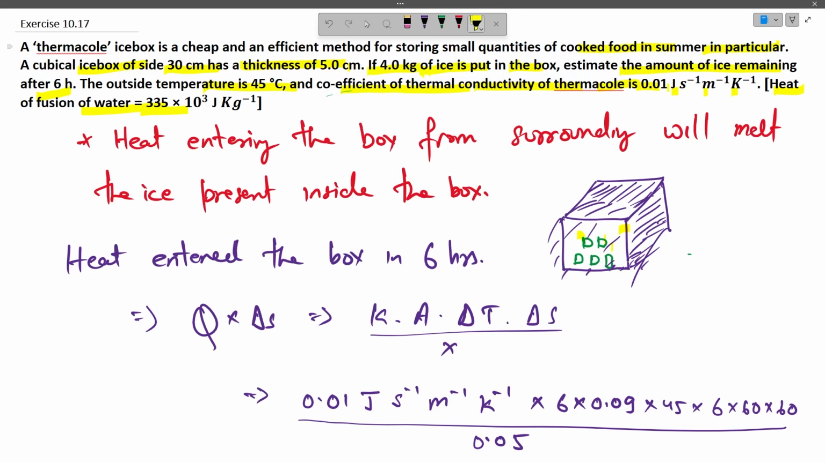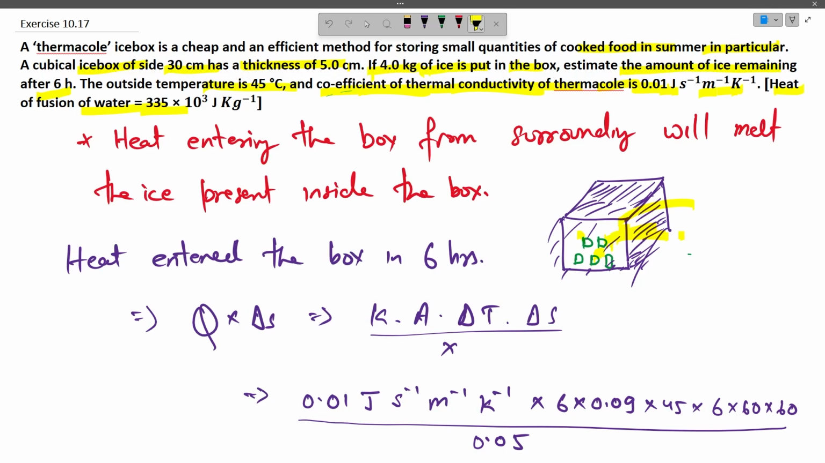with respect to the surroundings, which is at 45 degrees, and since inside the box there is ice, it is going to be at 0 degree centigrade. So there is a thermal gradient from outside to inside, and this will lead to leakage of heat. Since the thermocol has a significant amount of thermal conductivity, that is 0.01 joule per second per meter per Kelvin, some amount of heat will be transferred.